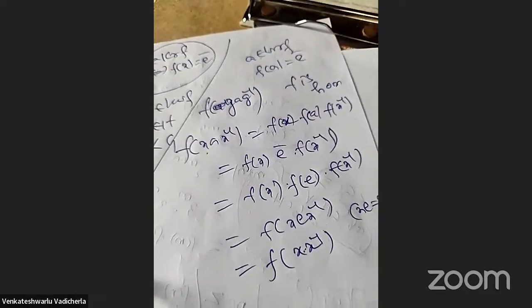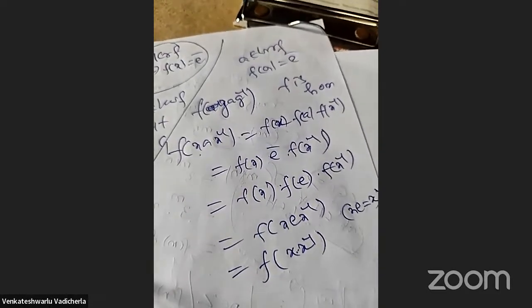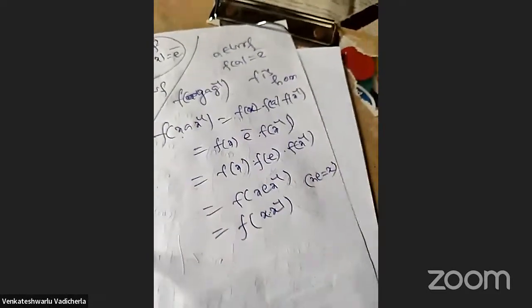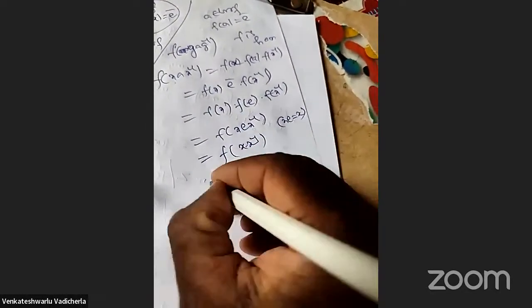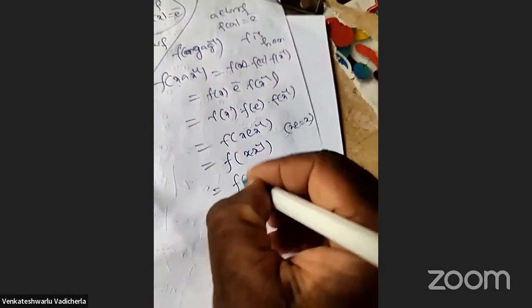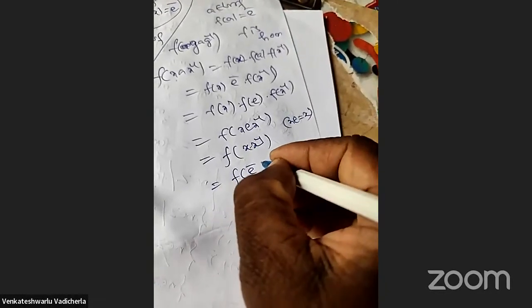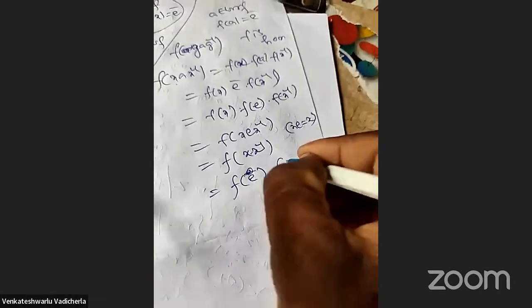Number system. It is group theory. x into e is equal to x. e into x is equal to x. So x into e is equal to x. x inverse is called the inverse property, e bar. So e bar is f of e. So this is the inverse property.